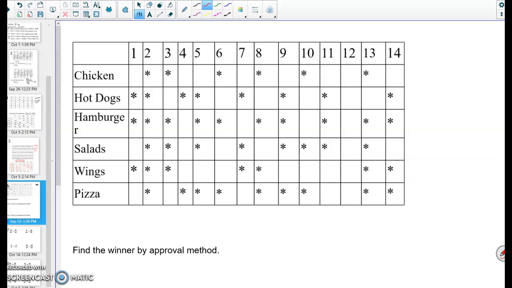But essentially, judging the winner, we're just counting across. 1, 2, 3, 4, 5, 6. 6 votes for chicken. 1, 2, 3, 4, 5, 6, 7, 8. 8 votes for hot dogs.